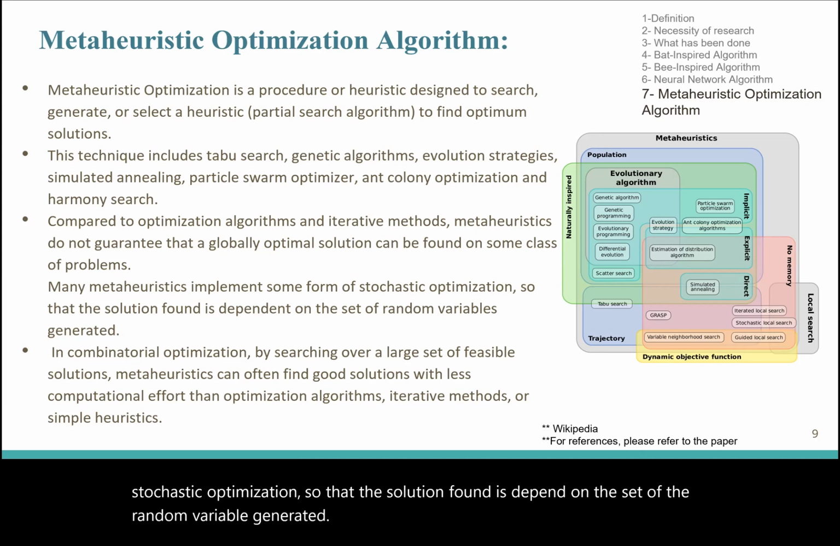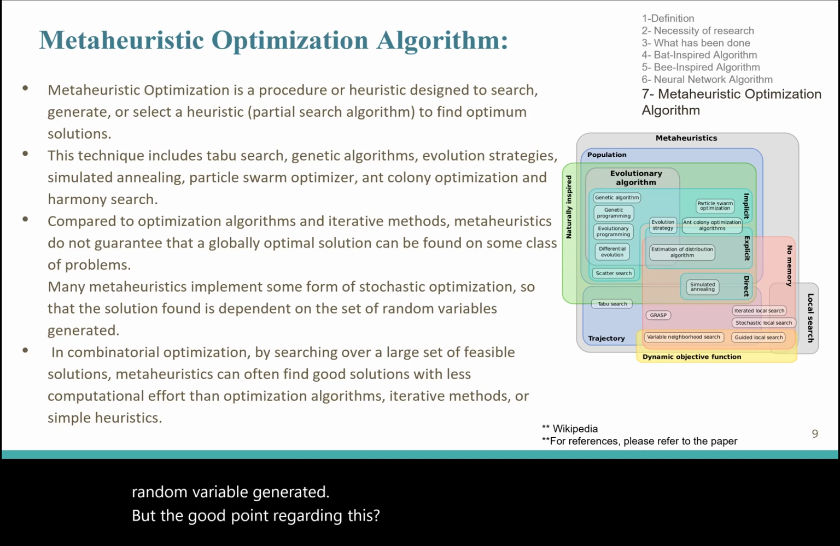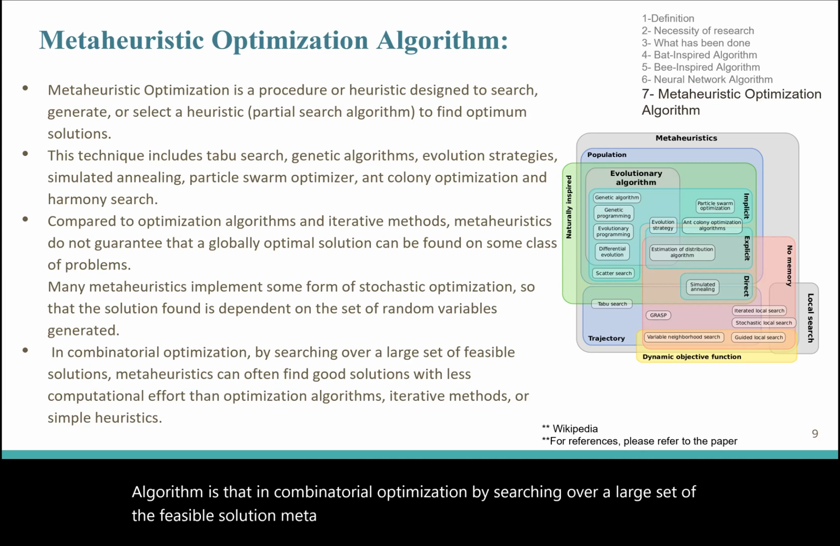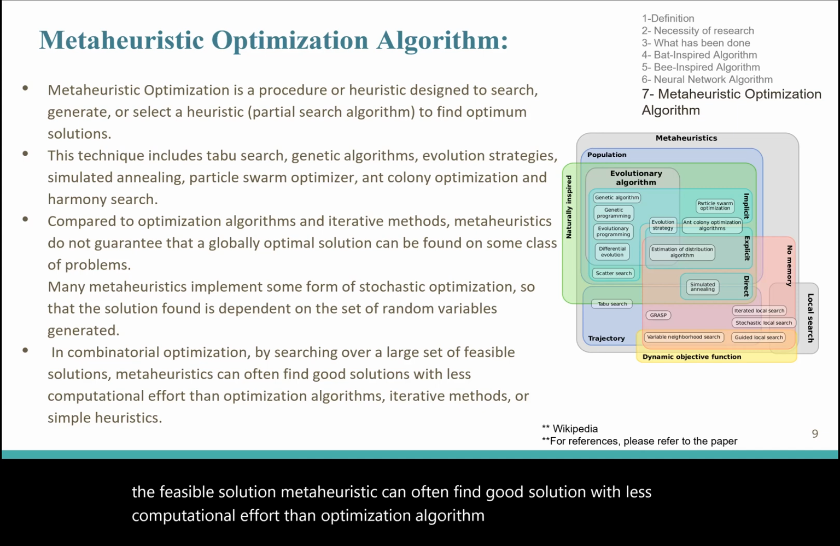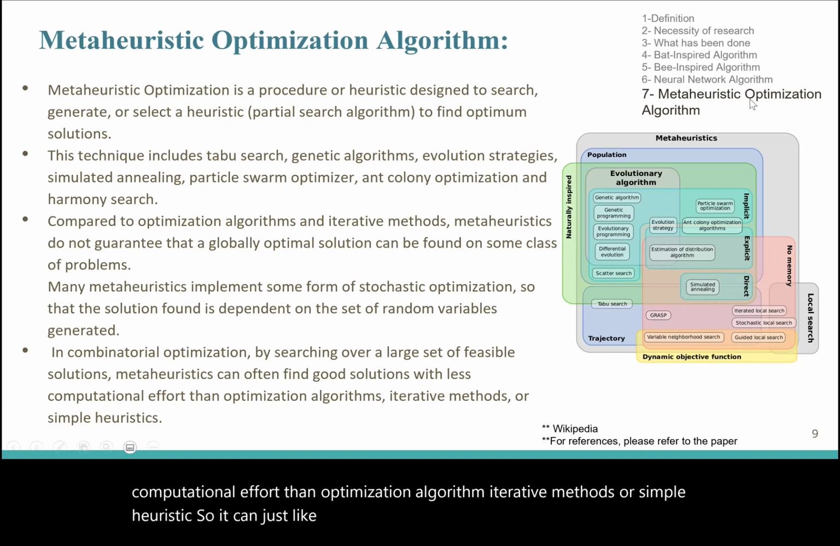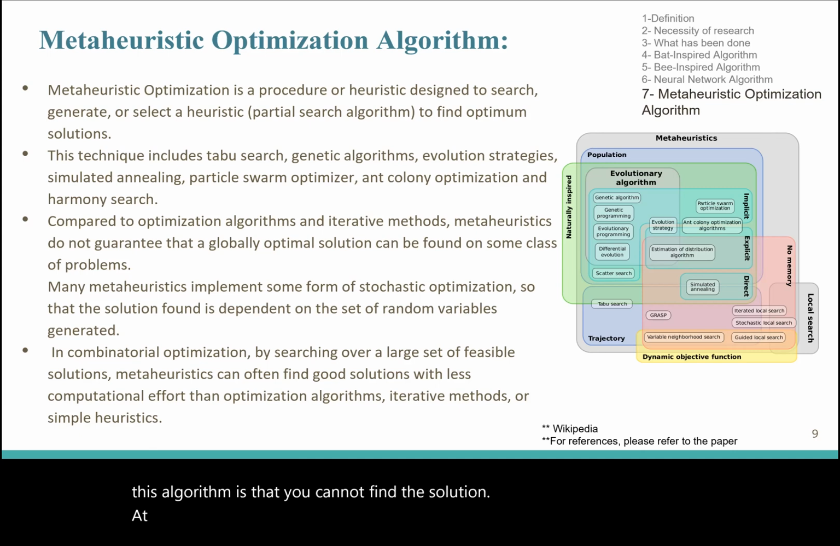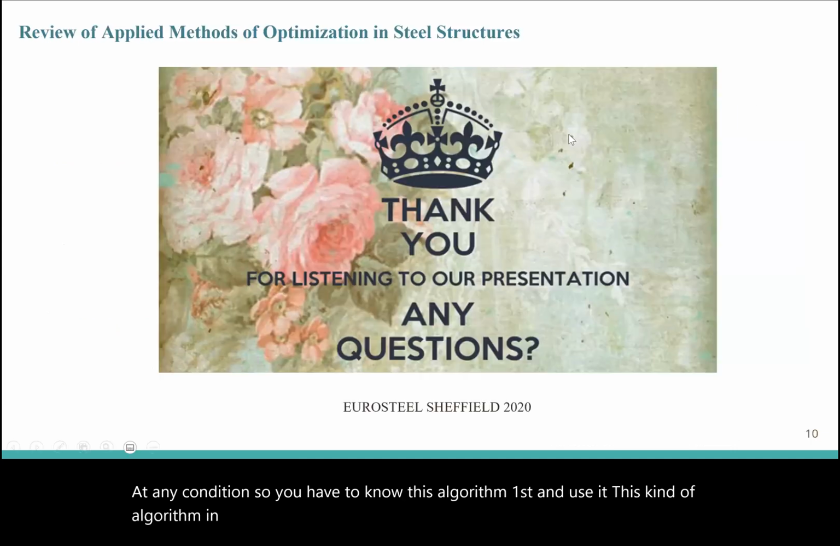But the good point regarding this algorithm is that in combinatorial optimization, by searching over a large set of feasible solutions, metaheuristics can often find good solutions with less computational effort than optimization algorithms, iterative methods, or simple heuristics. So it can converge to the answer rapidly, but the problem with this algorithm is that you cannot find the solution under any condition. So you have to know this algorithm first and use this kind of algorithm in a proper way.